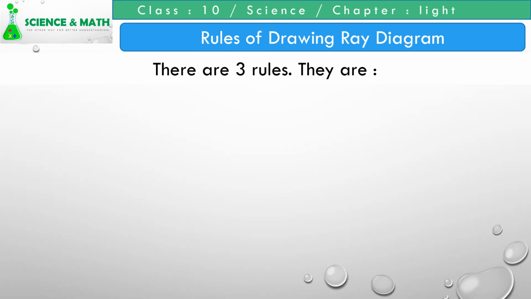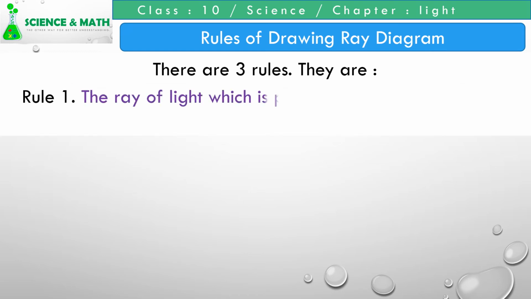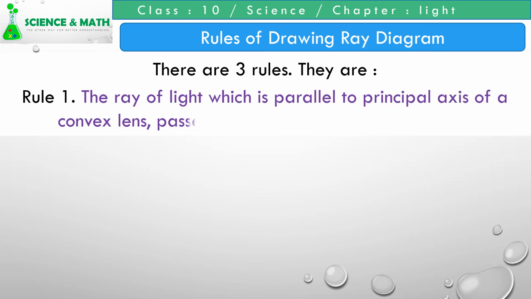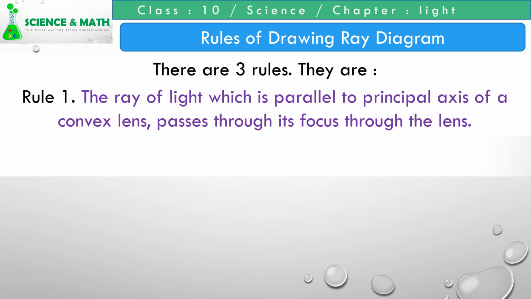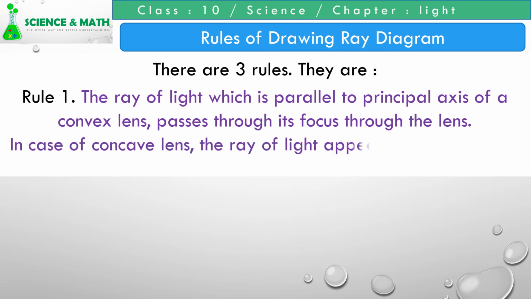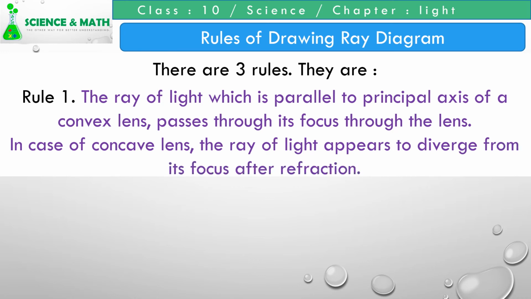In conclusion, there are three rules of drawing ray diagram. They are: rule 1. The ray of light which is parallel to the principal axis of a convex lens passes through its focus through the lens. In case of concave lens, the ray of light appears to diverge from its focus after refraction.